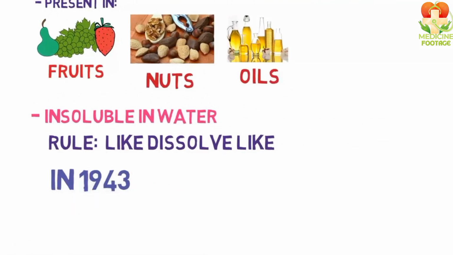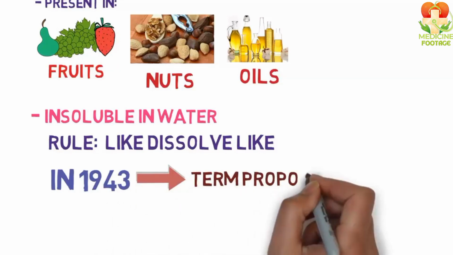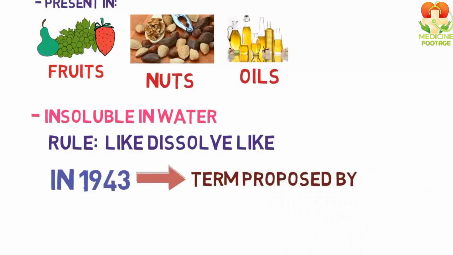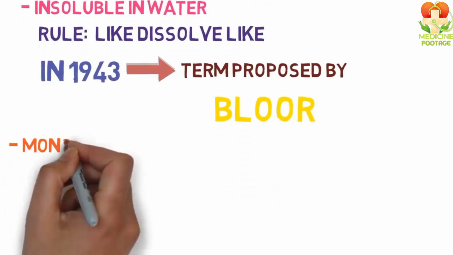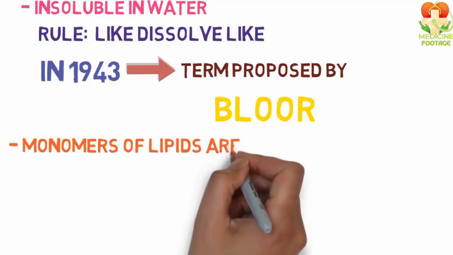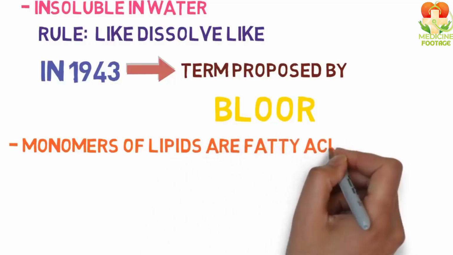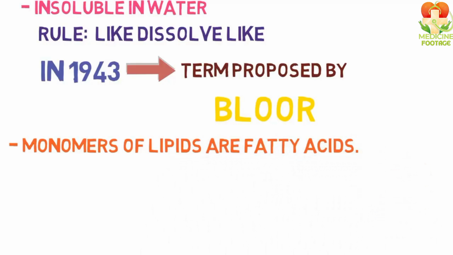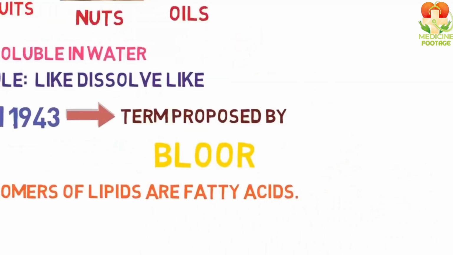Let's move to the discovery of lipids. Do you know that the term lipid was first used in 1943 by a scientist named Lohr? Now, we are going to study the structure and composition of lipids. The monomers of lipids are called fatty acids, as lipids are polymers. And as with all polymers, lipids have specific monomers that make up their structure.